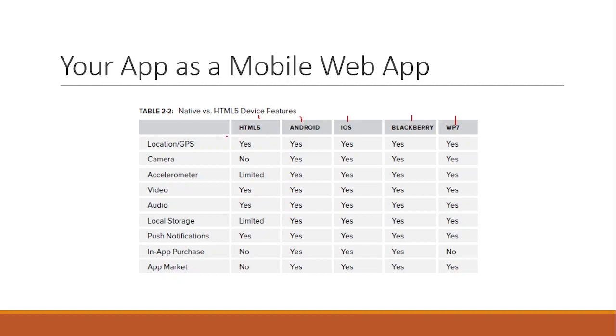So sa HTML5, so ang iyang capable siya utilizing the GPS, video, audio, and the push notifications ara siya. But for the rest, so accelerometer is limited, local storage is limited, in-app purchases, wala siya, then app market is wala. But for native na applications, so all of those functionalities or components are available. So except lang kay Windows Phone 7. So wala siya sang in-app purchase.